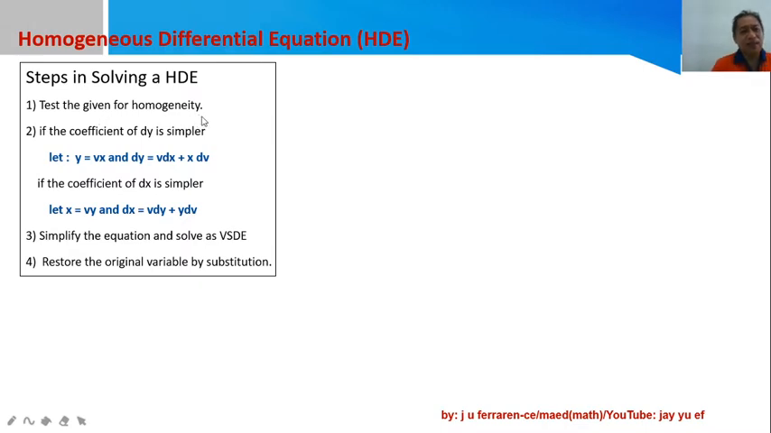Now after knowing that the DE is homogeneous, you have to look for the coefficient of the differential. If the coefficient of the dy is simpler than the coefficient of the dx, start your transformation by replacing your y with the product vx, and dy will be equal to v dx plus x dv. If the coefficient of the dx is simpler, then it is the x variable which will be transformed, and the dx will be replaced with v dy plus y dv, which is the differential of the product vy. Now, simplify the equation and solve the equation as a VSDE.